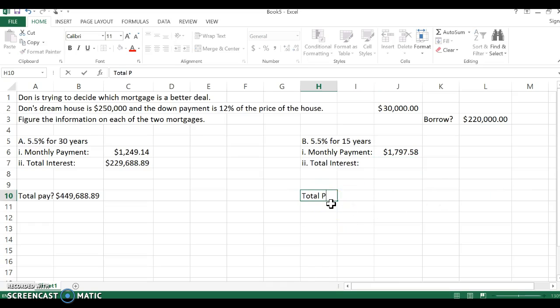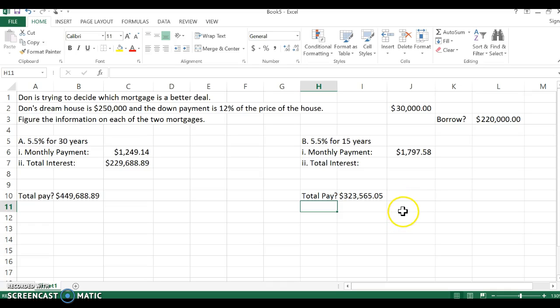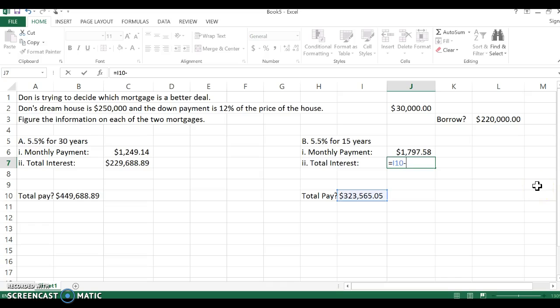So let's once again find the total pay, because in order to find the interest, we've got to figure out how much we're paying total. So my monthly payment, I'm multiplying by 12 months in a year, and I'm doing that for 15 years. So in mortgage B, my total payment is only $323,000. Now that's still a big number, but it's not nearly as big as what it was for our 30-year mortgage.